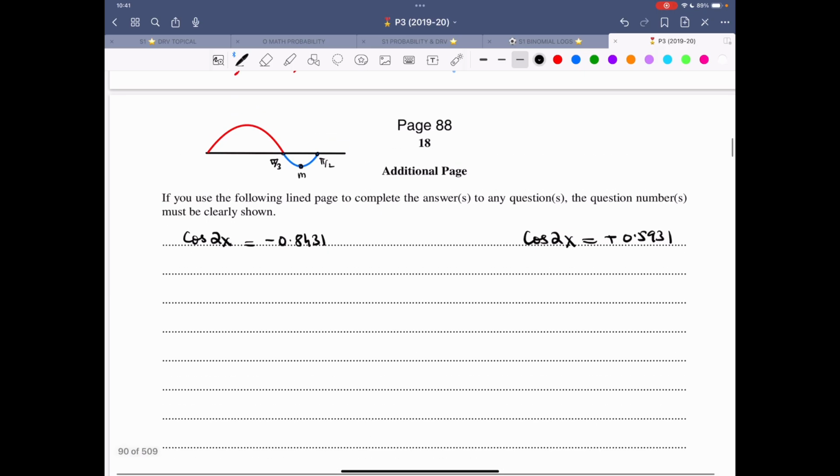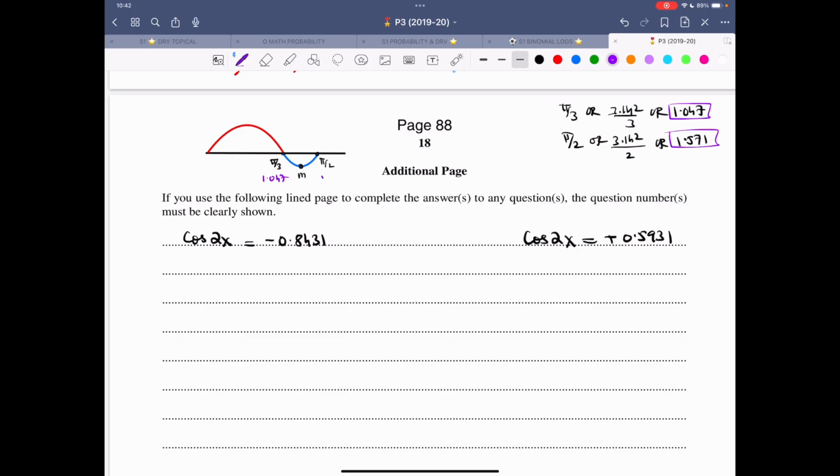All good? So now let me first write down the value of pi by 3 in decimals. That is 3.142 divided by 3, that is 1.047. And similarly, pi by 2, that is 3.142 divided by 2, which comes out to be 1.571. Now, this value over here, 1.047, is this thing. And this value over here, 1.571, is this thing. In other words, the value of the x coordinate should lie between the two, because you have to make an informed decision.